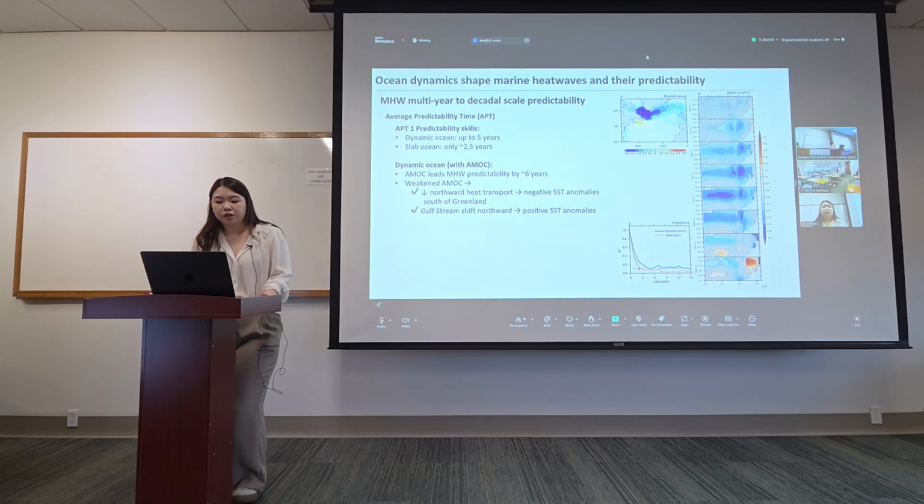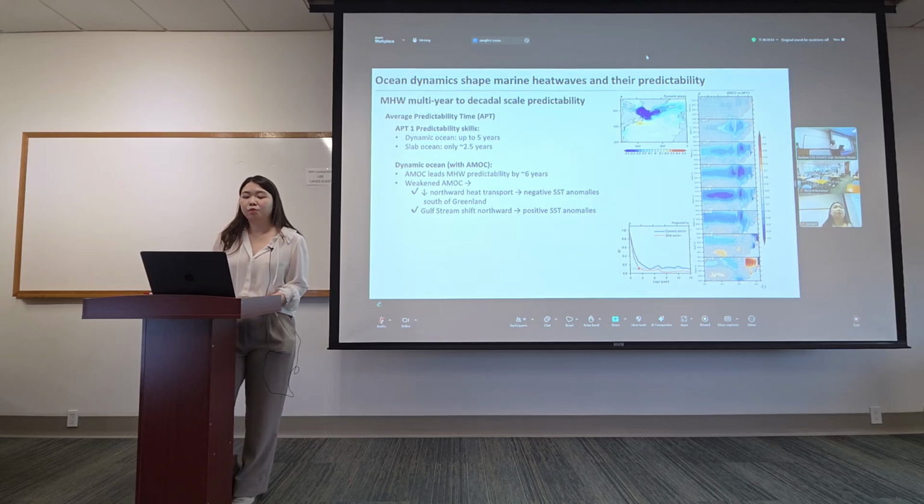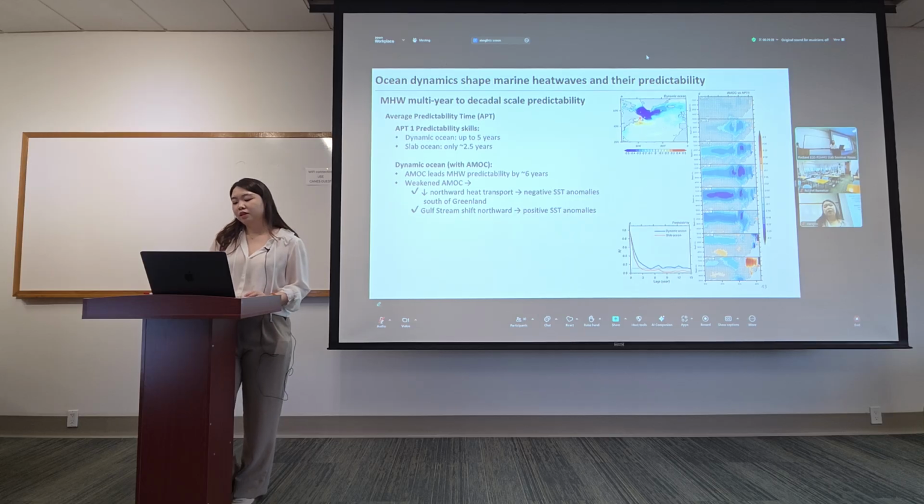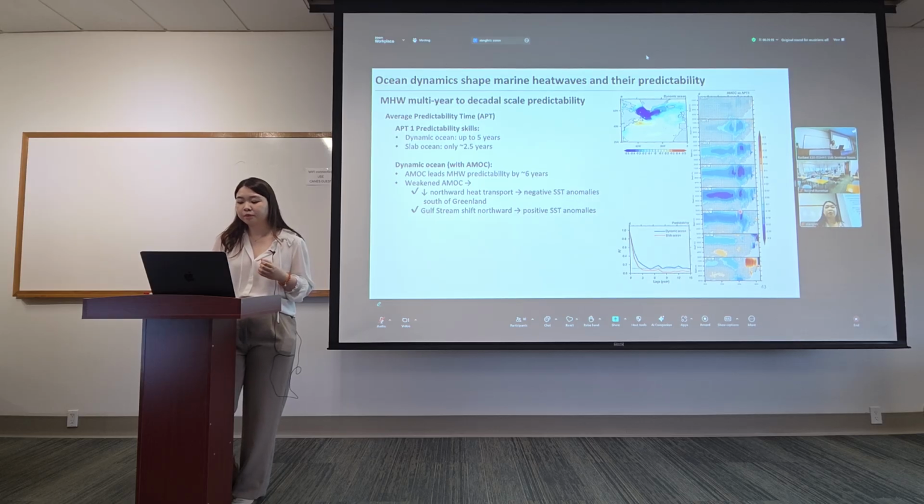We also look at the spatial pattern of the APT1. In the dynamic ocean, the leading predictable mode, APT1, shows a dipole pattern between the Labrador Sea and the Gulf Stream region. This pattern is similar to the well-known AMOC fingerprint, indicating that the APT1 mode is potentially linked to the lower frequency variability of the AMOC. So we further test the lead-lag correlation between the AMOC stream function and the APT1 PC time series, to confirm the AMOC's role in marine heat wave predictability.